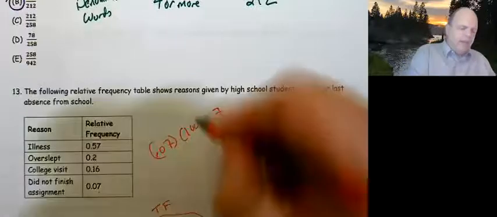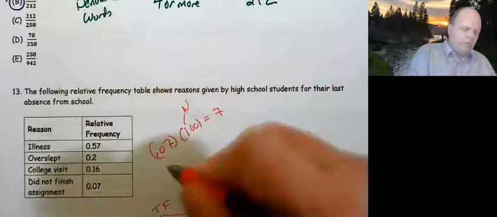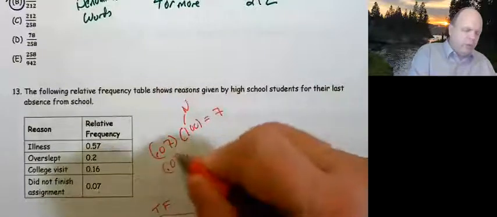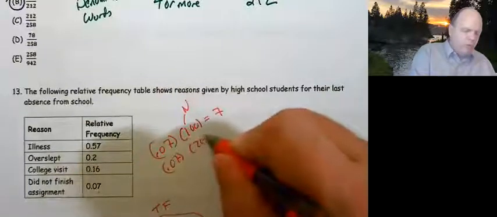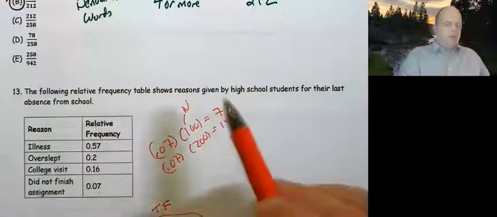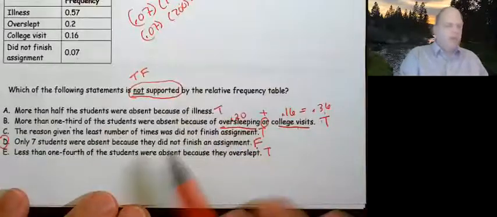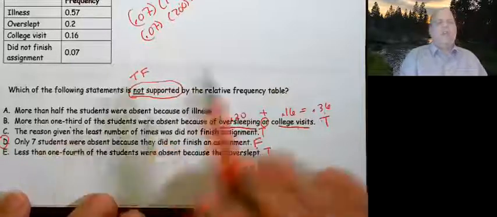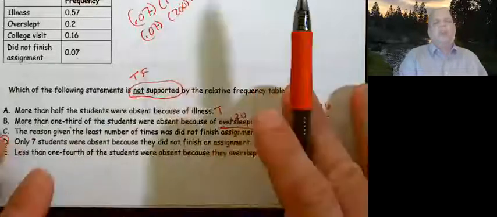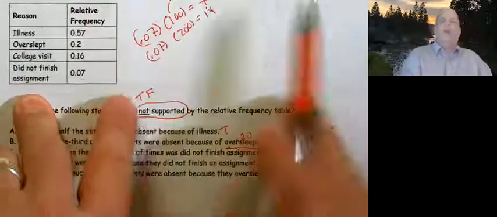All right, but that's if I had an N or a sample size equal to 100. What if my sample size had been 200? Then it's 14. So any number different than 100 would give me a different answer, and we don't know the sample size here, so we can't say only 7. So it's not supported. In other words, could it have happened? Yeah, but we don't know, so it's not proved by the table.